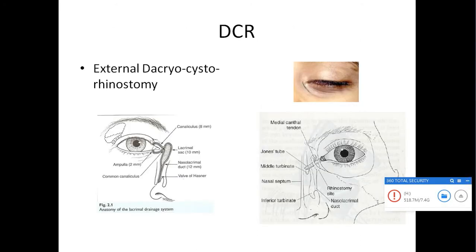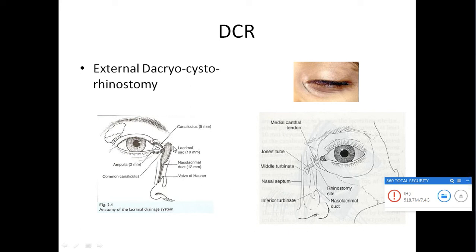The better operation is to break the nasal lacrimal bone and nasal bone here and make a connection between the lacrimal sac and the nasal mucosa. You cut the lacrimal sac vertically and then suture it to the nasal mucosa. You are creating a bypass channel. When the nasolacrimal duct is obstructed here, you are opening the lacrimal sac here in the middle meatus. The natural opening of the NLD is in the inferior meatus.